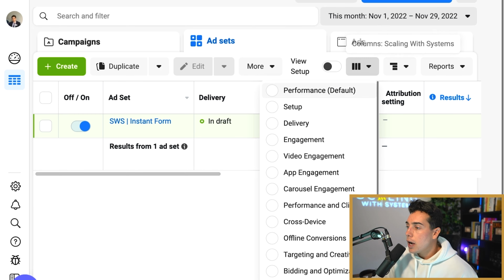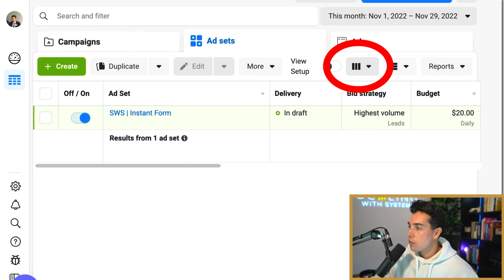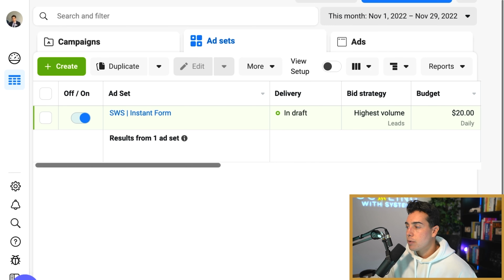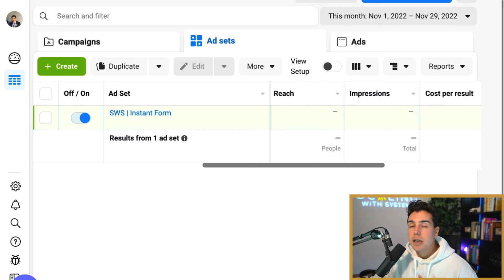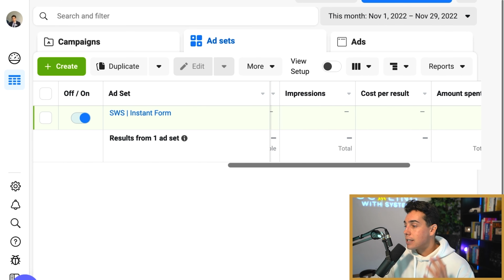Most people run all of their ads underneath this performance column setup right here. You can see it says defaults. You can see this little three lines next to each other. Those are the columns that you're looking at. Most people just run it underneath the Facebook default campaign. But in my opinion, this has way too much information that you don't need, and it has a lot of information that you do need that's not inside of there.